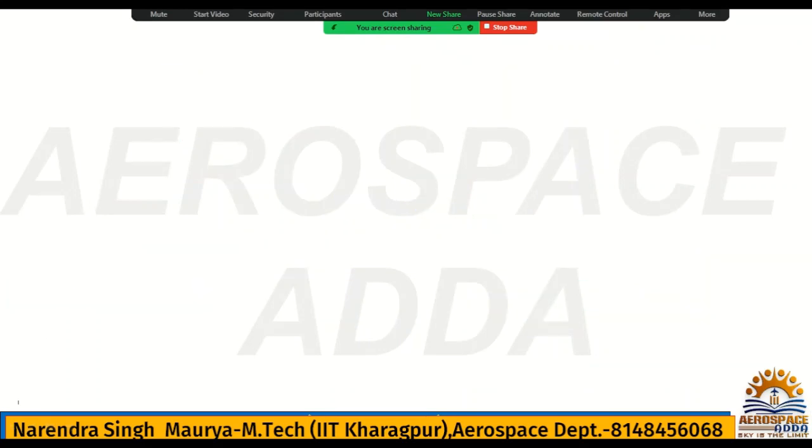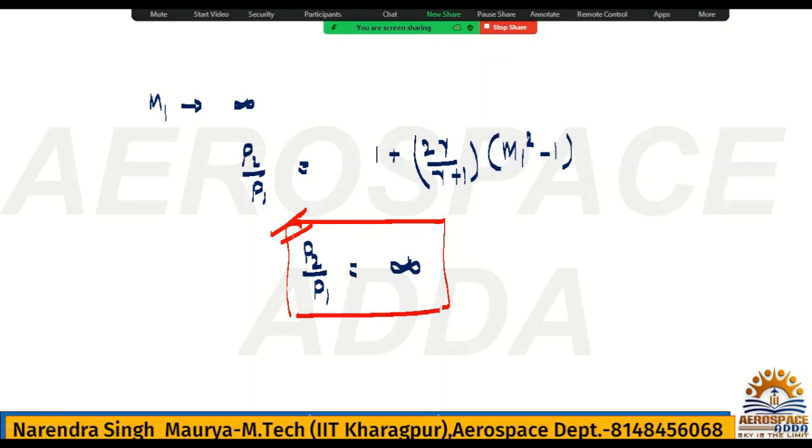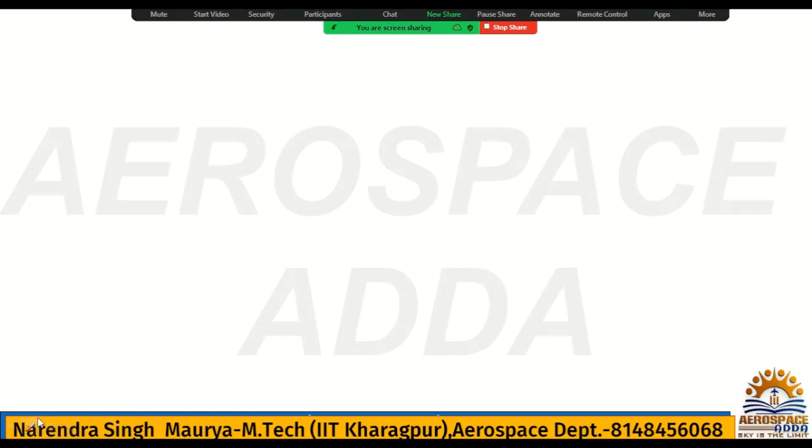Now, if M approaches to infinite, then you have P2 by P1 is equal to 1 plus 2 gamma upon gamma plus 1 M1 square minus 1. If this M1 approaches to infinite, then what is the P2 by P1? This is also they are asking in your exam. Because something you will add in infinite, it will give you infinite only. Yes or no? This is very frequently they are asking in GATE. So pressure ratio also you got. Okay. Up to here it is clear. Right? Now we'll go for the temperature ratio. So we'll write here relation.